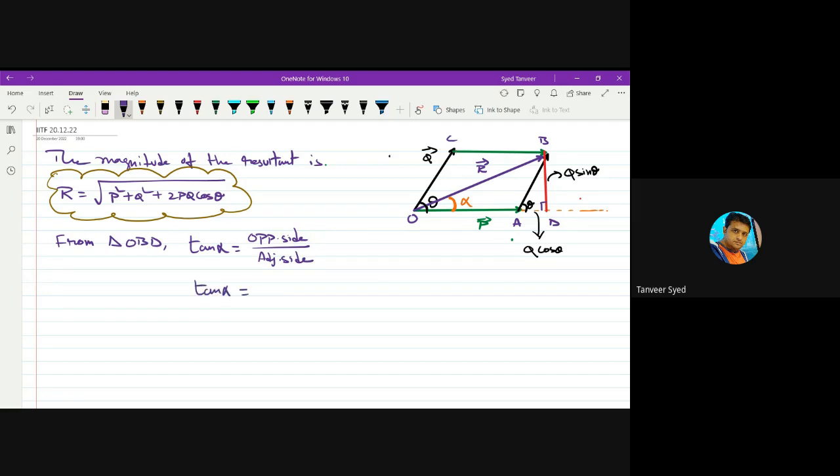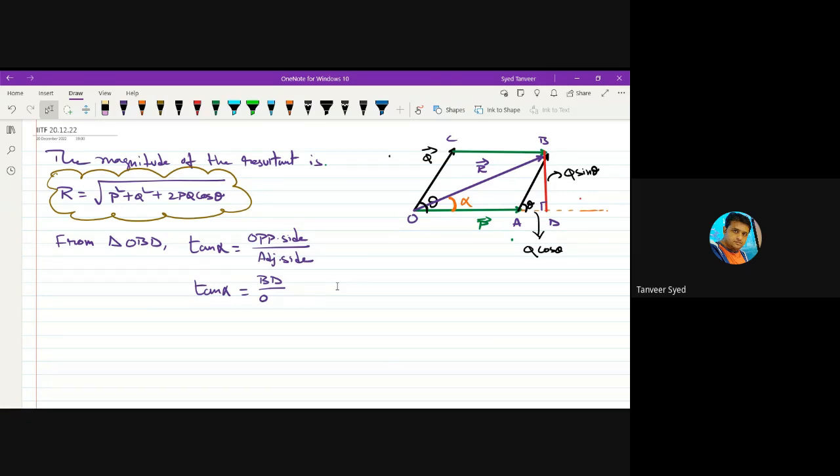So tan alpha is equal to the opposite side in the right angle triangle, which is BD. Sir, in this situation it's theta, na, sir. You wrote alpha. That's what I was telling you. Theta is a different angle, alpha is a different angle. Theta is the angle between vectors P and Q. You need not find that angle, it will be given in the question.